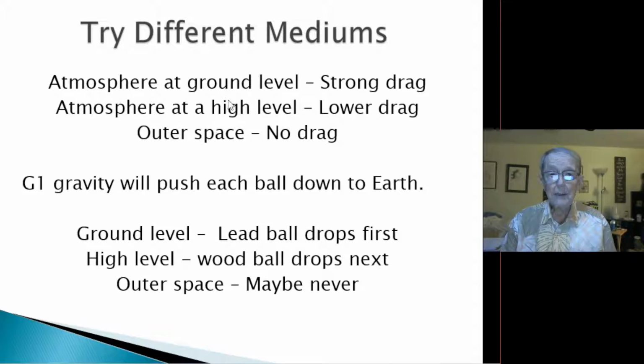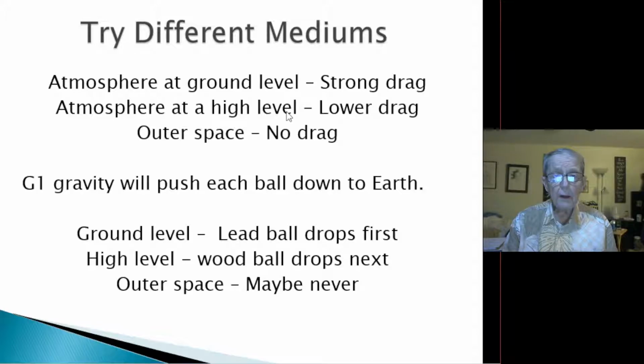This is not easy to do, but I'm suggesting that someone stand at ground level where there is strong drag and go up to a higher level, like in a hot air balloon, where you'll get lower drag, and then finally in outer space where there is no drag. So if you throw a ball at ground level, it's not going to change its path due to the F2 forces or F1 forces. It changes its distance by the drag of the medium.